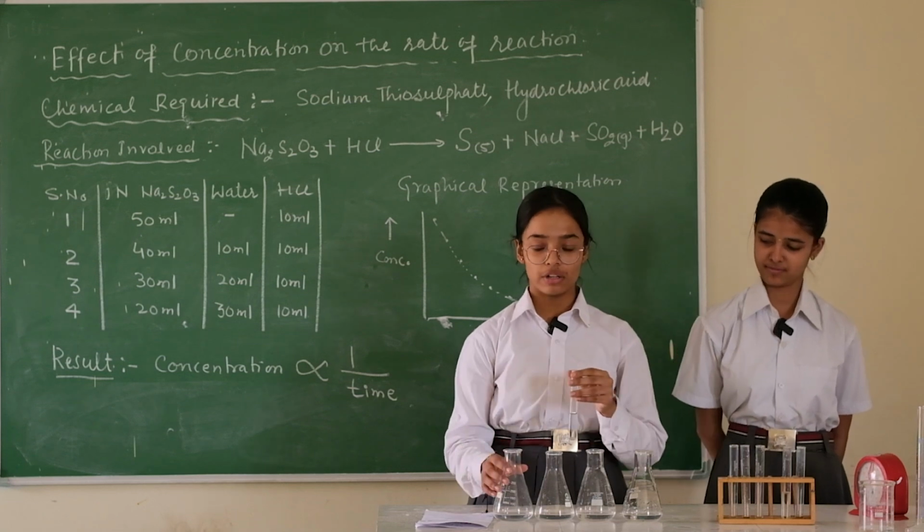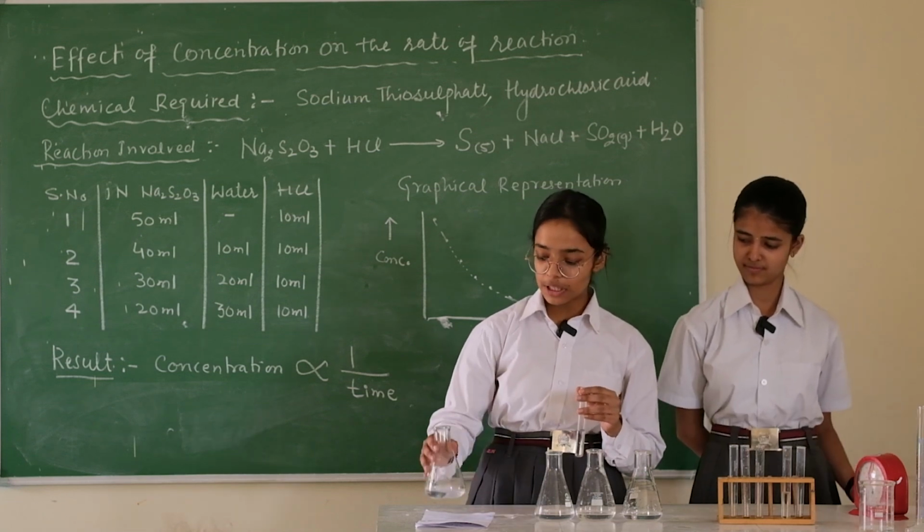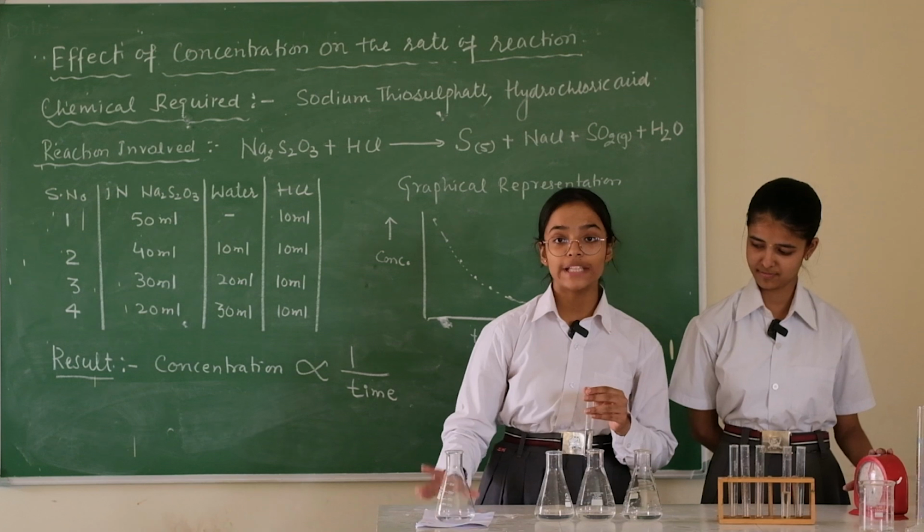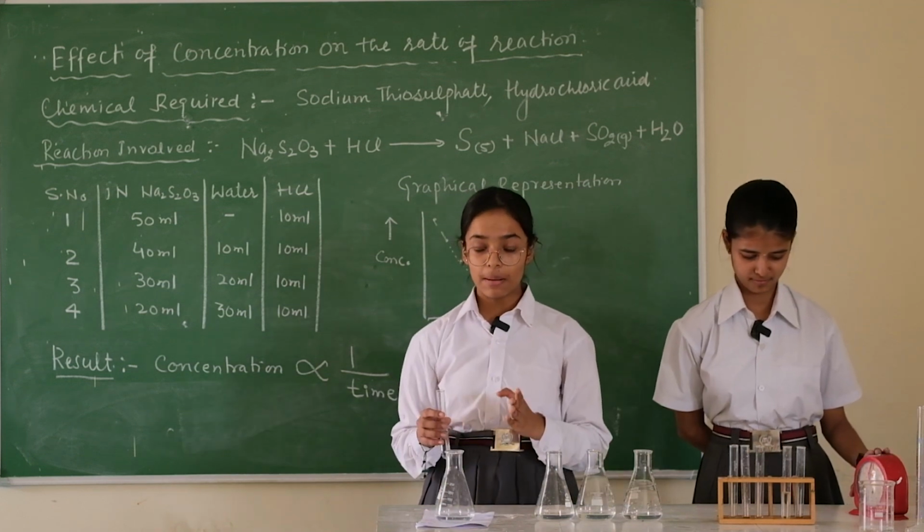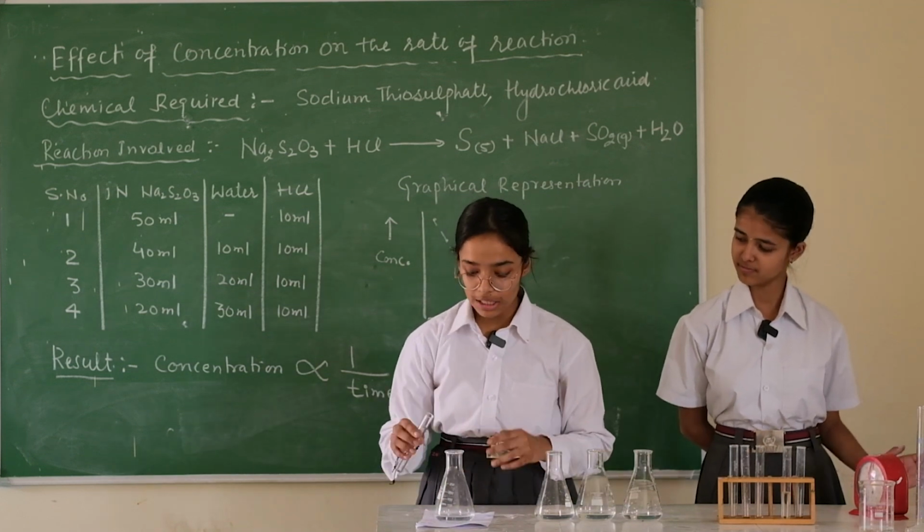So now the volume of sodium thiosulfate has been equalized, and now we will take 10 ml of HCl and put in the first conical flask. Before putting that, we will keep it on a cross mark to check the reaction. The reaction will only be completed when this cross mark would become invisible.